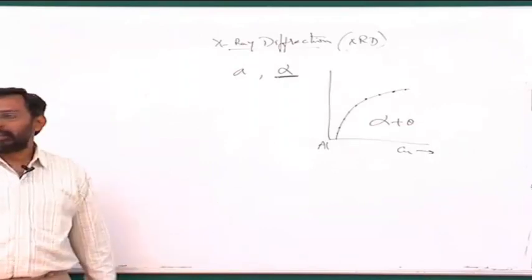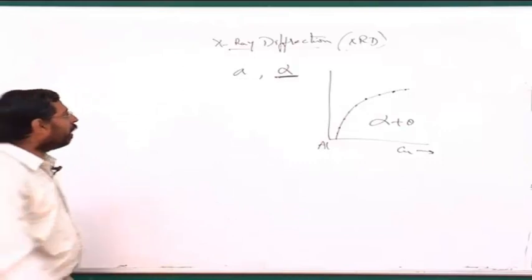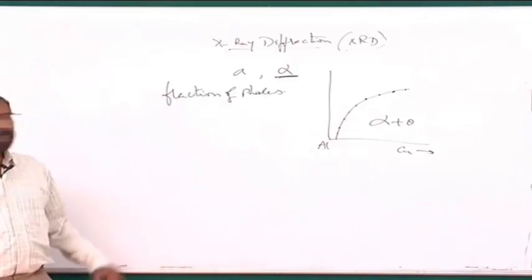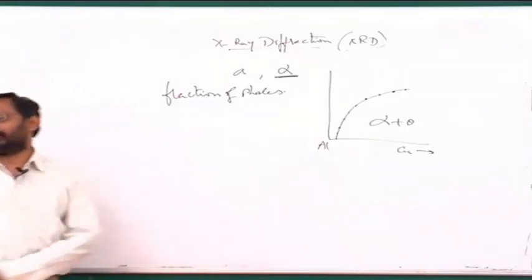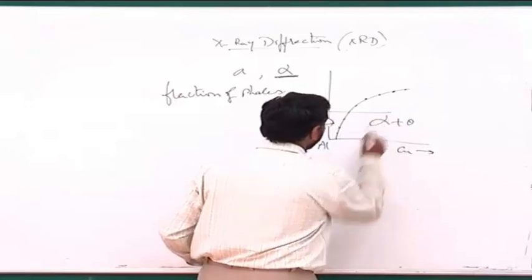The second method to find out the phase diagram is to do what is called the fraction of the phase, or determining the formation of a second phase. Let us say I take a temperature. This is my choice of temperature.